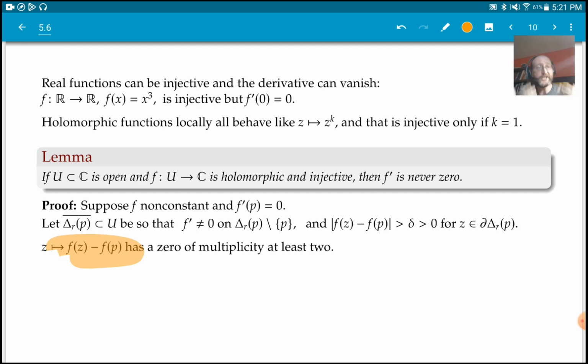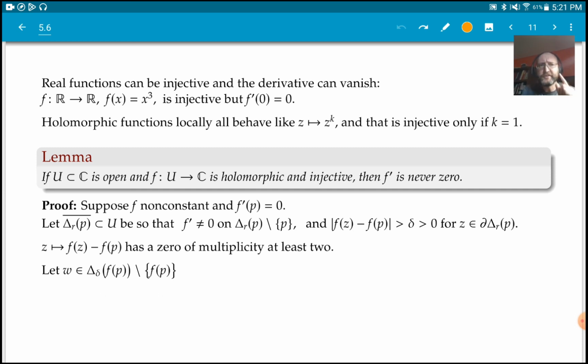Now this function, f of z minus f of p as a function of z, has a multiplicity of at least 2. Why? Because the derivative of this is 0 at p, and so it definitely has a 0 at p. When z is equal to p, f of z minus f of p is 0, and the derivative in z of this thing is 0 there. Therefore, the multiplicity of that 0 has to be at least 2.